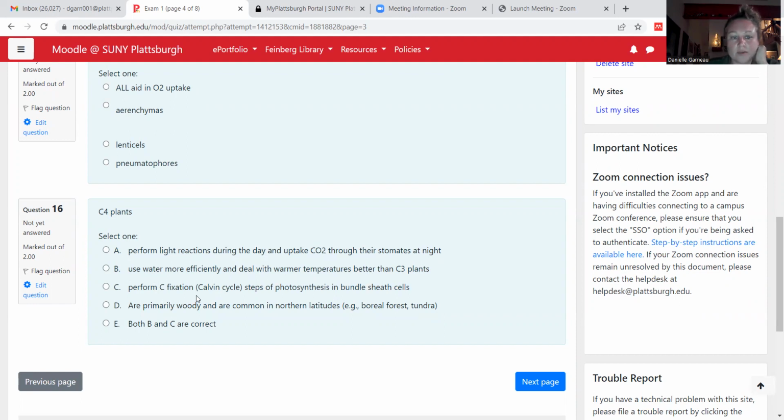They perform carbon fixation steps in photosynthesis in the bundle sheath cells. Well, that is likely plausible too, right? They have spatial separation of the steps in photosynthesis. They've got an extra structure. They are primarily woody and are common in the northern latitudes, like the forest and the tundra. Remember, we are sort of in the realm of moving from the temperate up into the boreal, and then we've got tundra.